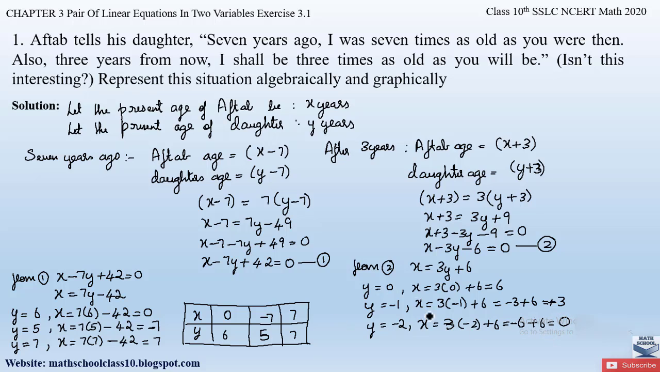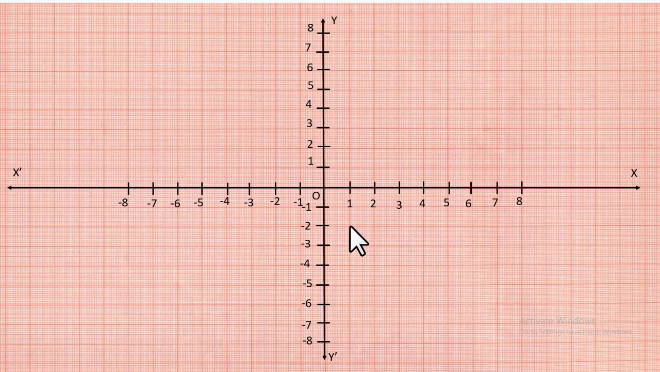Right? So let us draw the table again for these values. Let this be x here and y here. Now for y equal to 0, we got x value as 6, for y equal to minus 1 we got x value as 3, and for y equal to minus 2 we got x value as 0. So we obtained the two tables from equations 1 and 2. Now let us plot the graph for these tables.